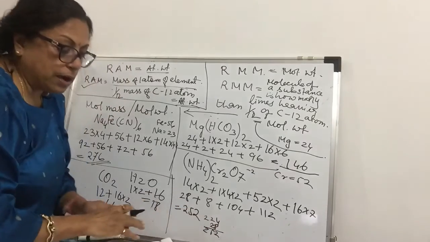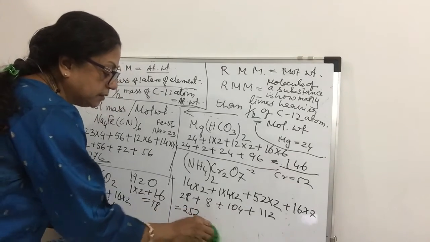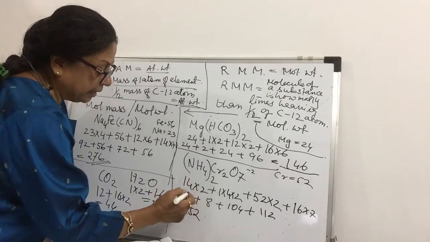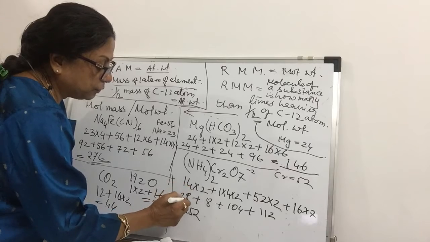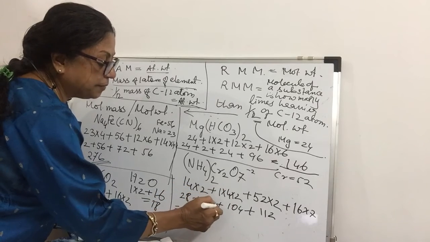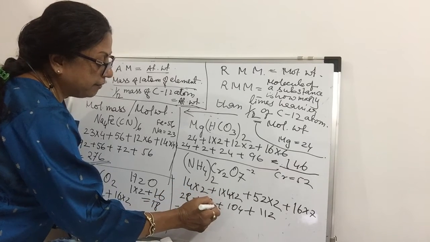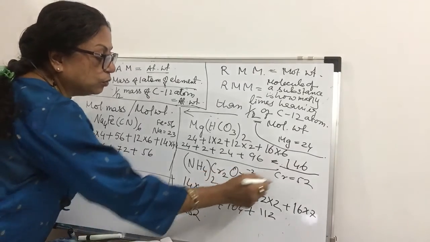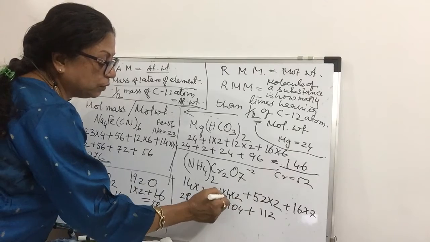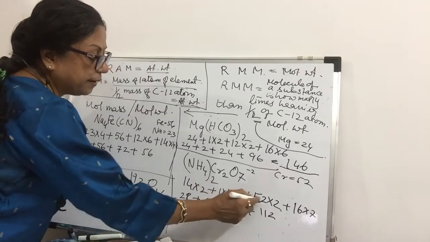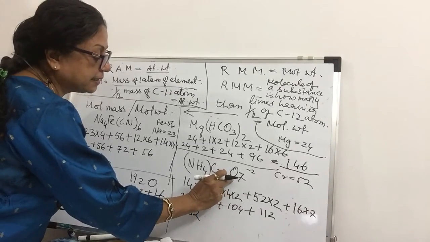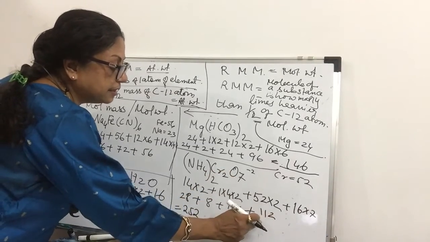252. Check once. We will check whether we have done it correctly or not. Here we have done, see, 14 2s are 28, 4 2s are 8, plus here we have chromium, Cr 52 into 2. Chromium is 52, 52 into 2 is again 104, correct. Oxygen is 16, 16 into 7 is this much.